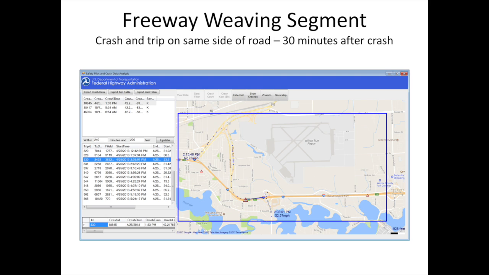And you see this trip is in the opposite direction of the crash. This is a rubbernecking event. This crash actually happened on the other side of the freeway. Drivers on this side slowing down, and you can see this distance. This is 900 feet. This distance from here to here is probably more than a mile. Okay, it almost impacts the other interchange.